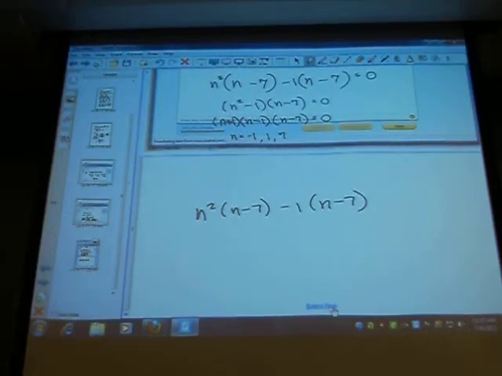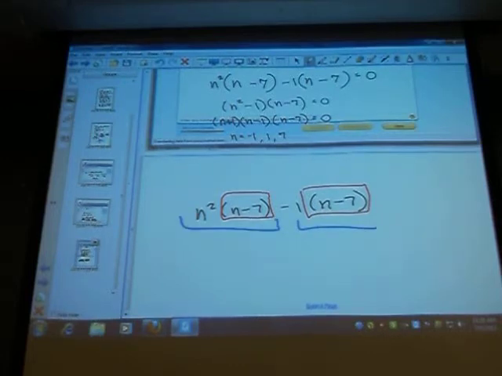Okay? This is what we're factoring out. Okay, we're factoring out n minus 7. Because if I look at this as a group, and this as a group, they have that in common. So I'm going to take out that whole thing of n minus 7. Now if I take out that whole thing, because that's what they have in common, that would leave me with the n squared minus 1 left over.